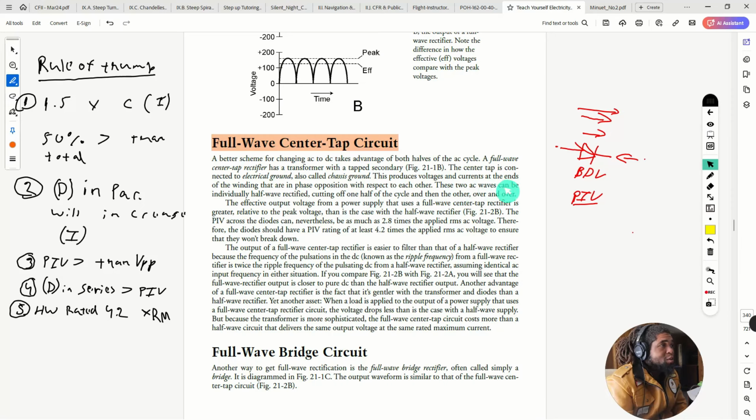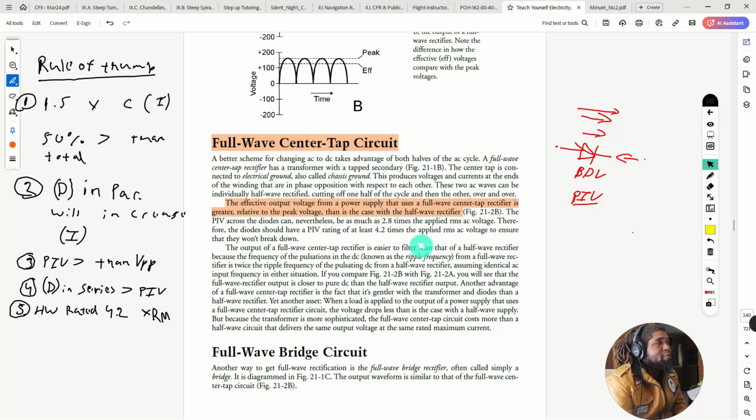These two AC waves can be individually half wave rectified, cutting off one half of the cycle and the other over and over. The effective output of the power supply that uses a full wave center tapped rectifier is greater relative to the peak voltage than in the case of the half wave rectifier. Okay, let's make note of that.